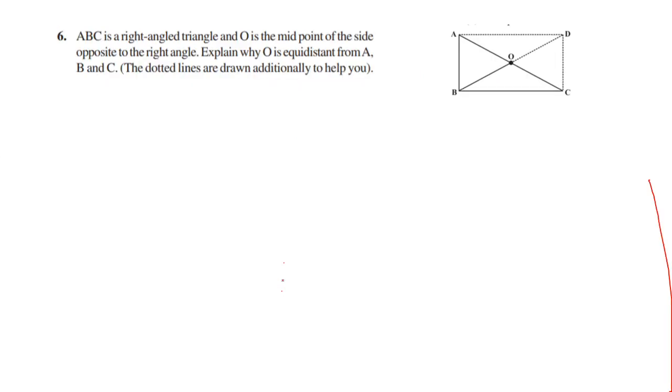Next, ABC is a right angle triangle. O is the midpoint of the side opposite to the right angle. Here you can understand with the help of an example. This is a right angle triangle in which B is the right angle. We want to prove that O is equidistant from A, B and C.